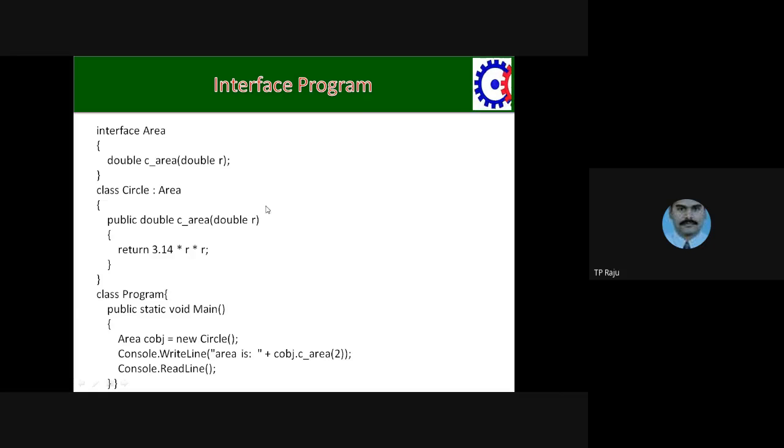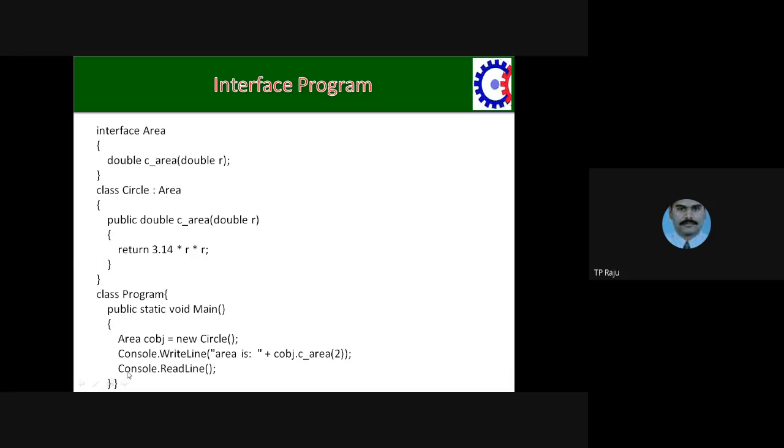Here in this class we are defining that c underscore area method. To that method we are giving a double type parameter. Its name is r, means radius. In this we are writing 3.14 into r into r, means we are calculating the pi r square formula. Then that answer we are returning from this function. This is the definition of the c underscore area function. The function declaration is in the interface, and the definition is in this circle class.